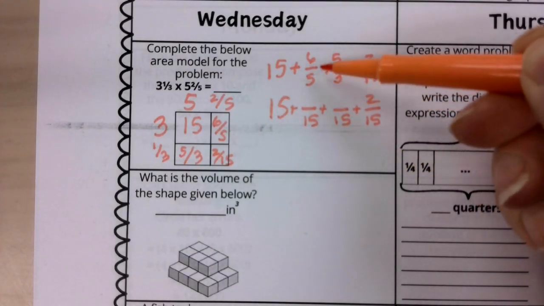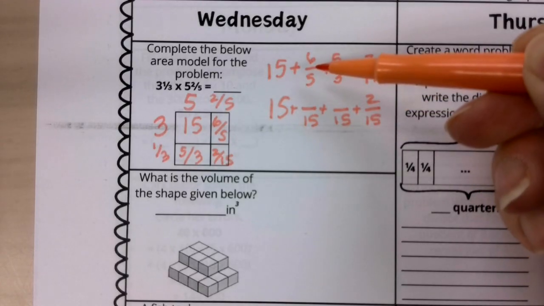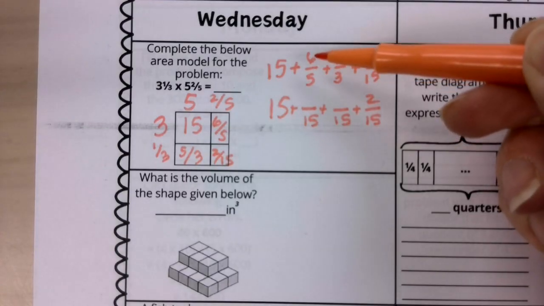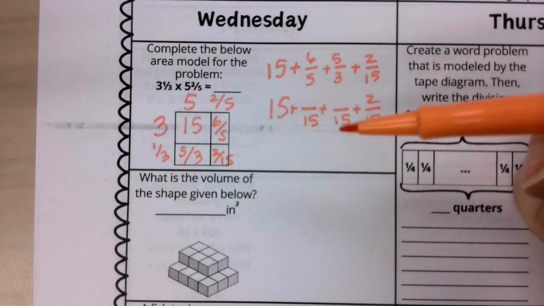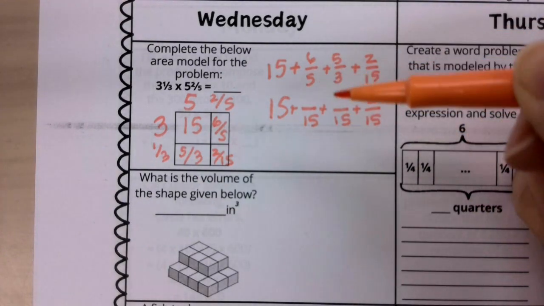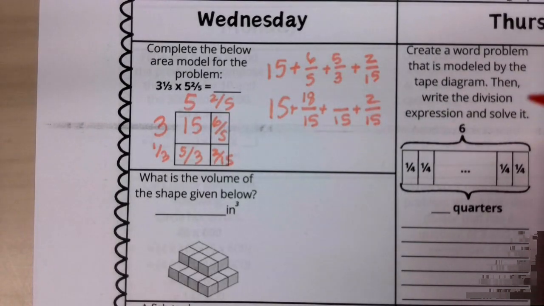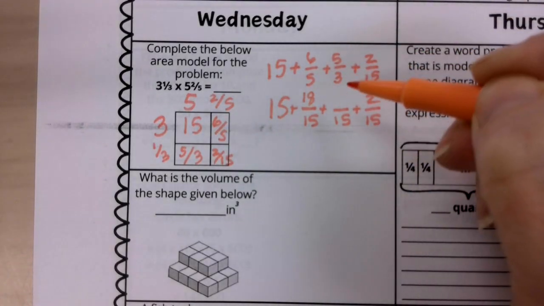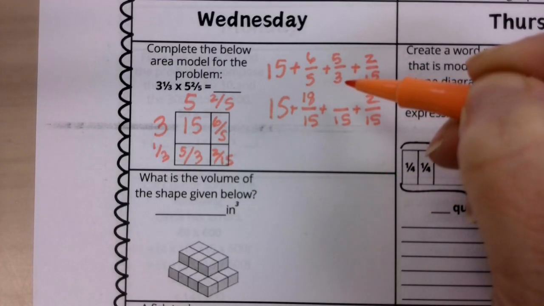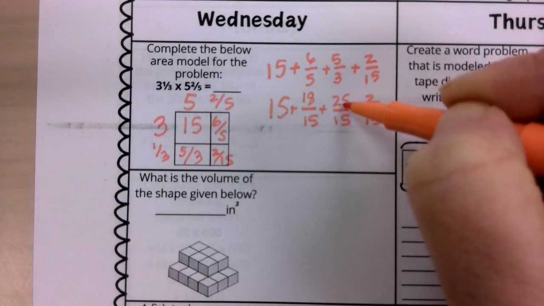Well, I would have to take this 5 and multiply it by 3 to get to 15. So I must do the same thing here and multiply this 6 by 3 as well. That way I'm multiplying the numerator by 3 and the denominator by 3. That's really a fraction of 1, 3/3. I'm not changing the value. I am simply creating an equivalent fraction. Let's do the same thing here. 3 times what gives us 15? Well, that's 3 times 5 is 15. So my numerator must be 5 times 5, which is 25.